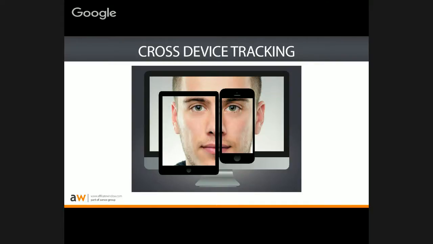Before I go any further, what I will say is that at Affiliate Window, we believe cross-device tracking is as much about the survivability and long-term viability of affiliate marketing as it is about innovation. Hopefully, that's one of the things that will come across as we go through today.